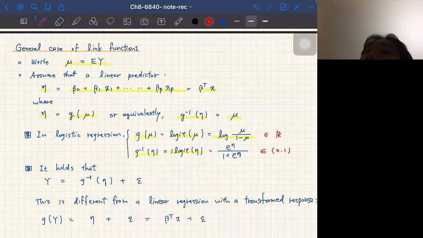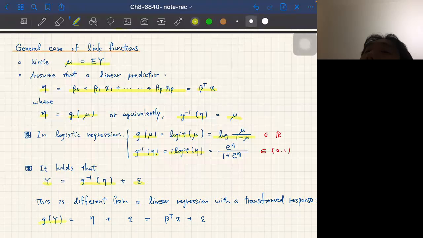Okay, so now that we have the g inverse of eta equal to mu, what is y? So y is equal to g inverse of eta, which is the expectation of y, plus epsilon, that is an error term. So this is the structure of the generalized linear model. And this is different from linear regression with a transformed response.